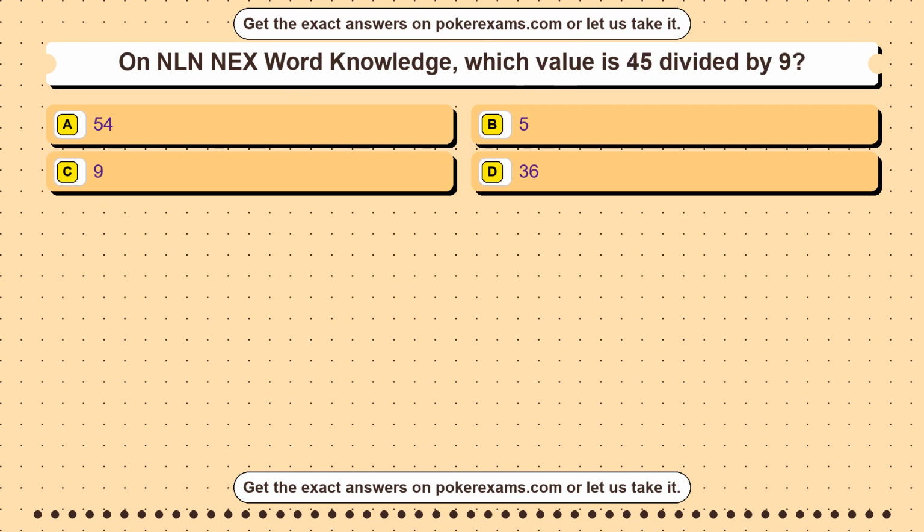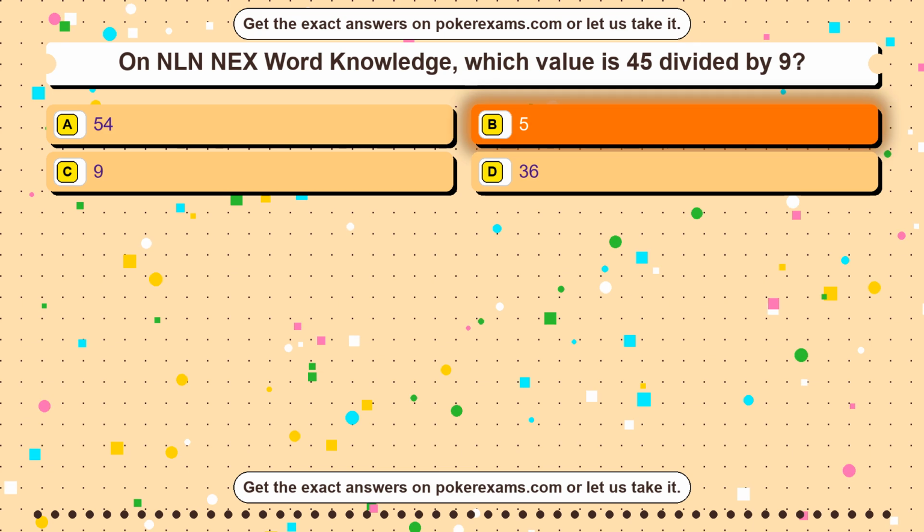Question 4. On GED word problems practice, which idea is protected by checks and balances? Option A, states have no role. Option B, no branch has unlimited power. Option C, one branch controls all laws. Option D, courts write every law. The correct answer is option B.